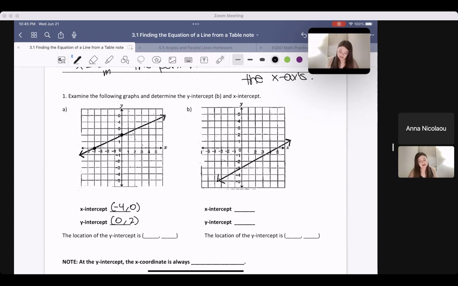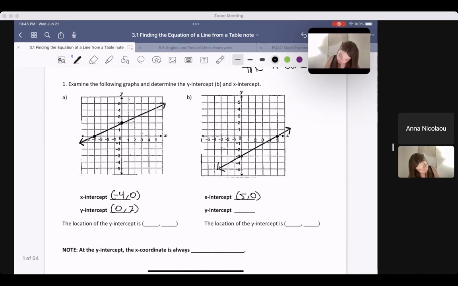Good. Let's try this next one. What is the x-intercept? Well, it looks like this line crosses the x-axis right here at 0, 5. Or sorry, at 5, 0 rather. My mistake there. And then what about here? We have 0, -3 is where it touches the y-axis. So all we must do to find the x-intercept and the y-intercept is look at where the line touches the x-axis for the x-intercept and where the line touches the y-axis for the y-intercept.